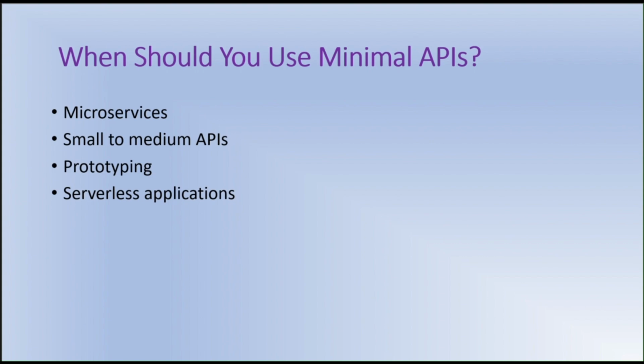Now, when should we use minimal APIs? Minimal APIs are ideal when you want something quick and clean. They are commonly used in microservices, prototypes, and lightweight backend services. For very large enterprise apps, MVC may still be preferred.